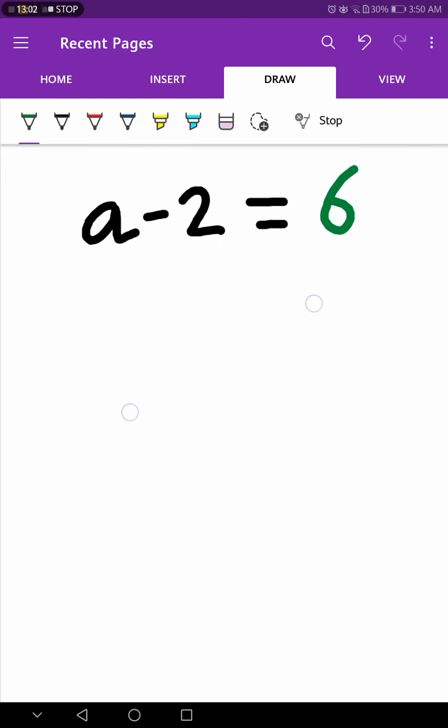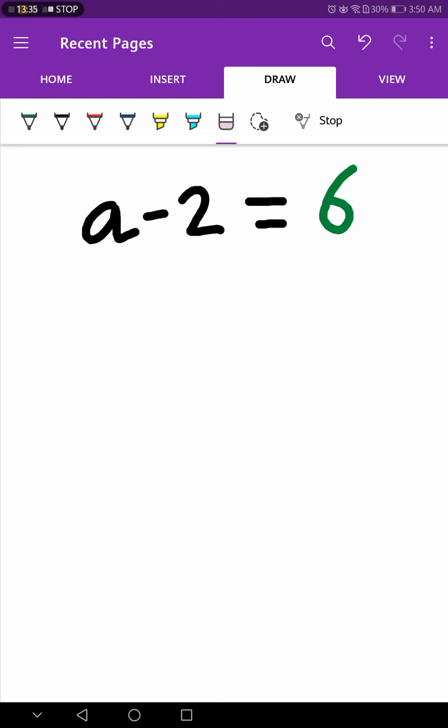Now a minus 2 equals 6. How can I make the a alone? Teacher, we will divide by 2, by negative 2, teacher. Stop. Please don't say that. It is an ugly mistake, actually. Why, teacher? How can I know if I divide or add plus 2 here to eliminate the minus 2?